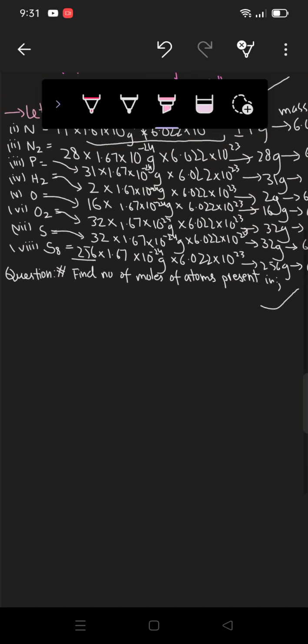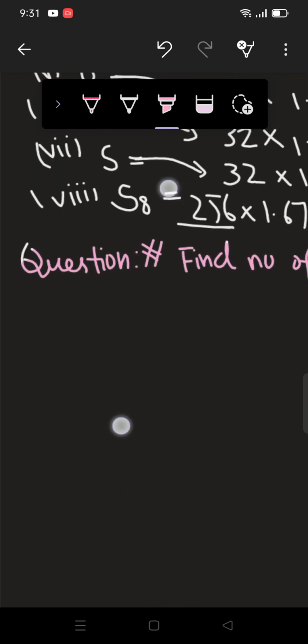Now there will be a question. Wait, let me highlight this one. We need to find the number of moles. If they have asked us to find the number of moles, it means they must have given the mass in the question. We will use the given mass and divide it by the molar mass of the particular element or atom they have asked for, right?